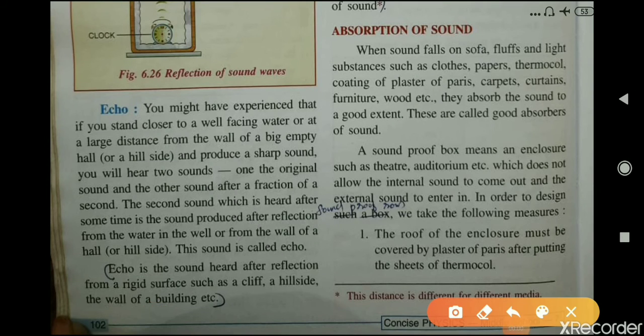Now, echo. You might have experienced that if you stand closer to a well facing water or at a large distance from the wall of a big empty hall and produce a sharp sound, you will hear two sounds.